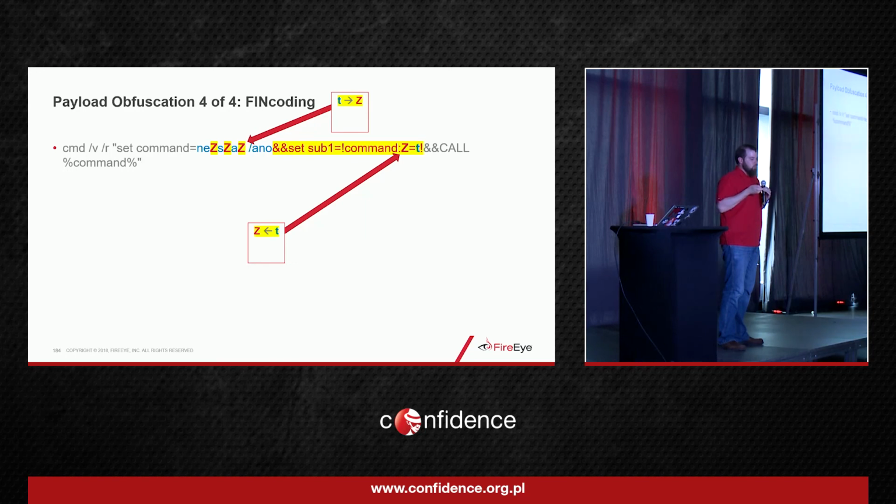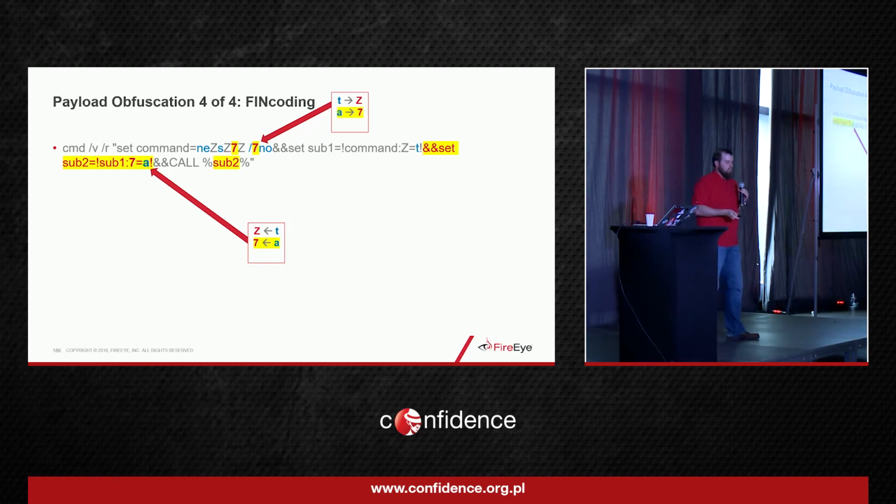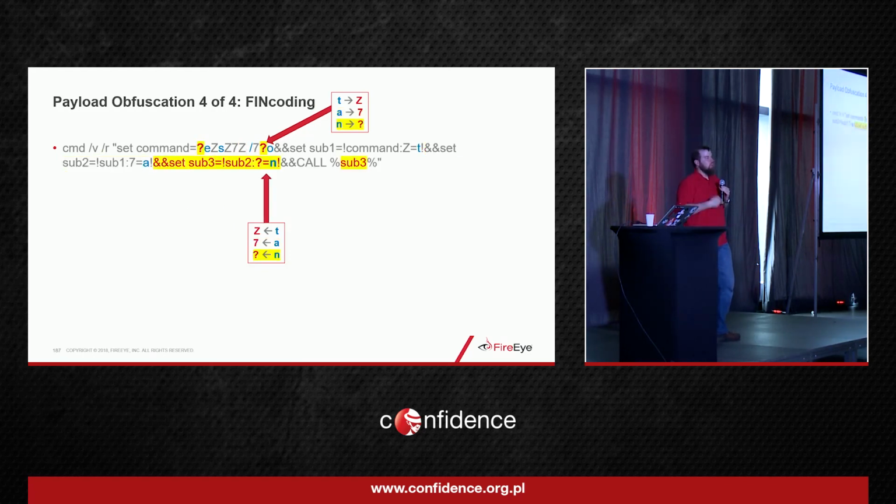Let's then replace the capital Z in memory with lowercase t and put that in sub1, and let's call sub1. Let's go back again. Let's replace the A's with 7. We're going to add another command to replace 7s with A's in memory, and then we're going to put that in sub2, and we're going to call sub2. We go layer upon layer upon layer and stack these orderings.